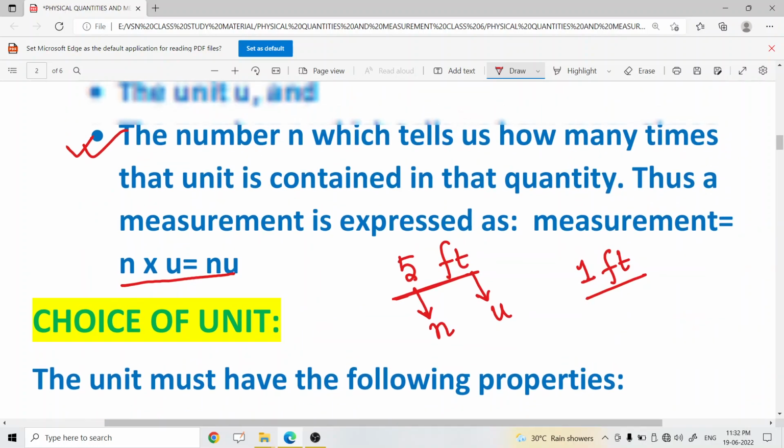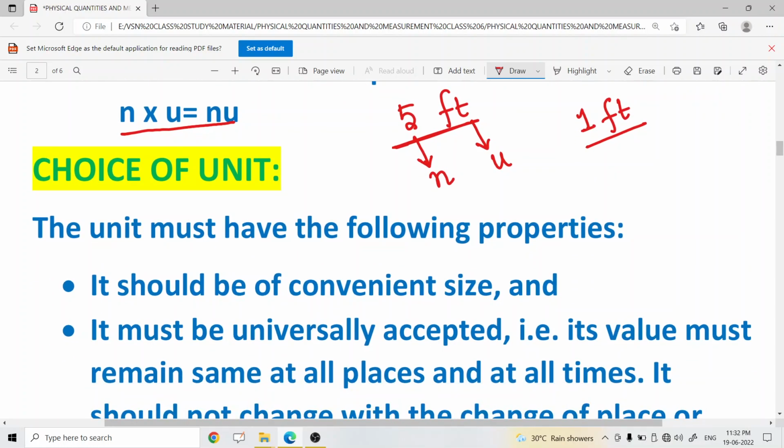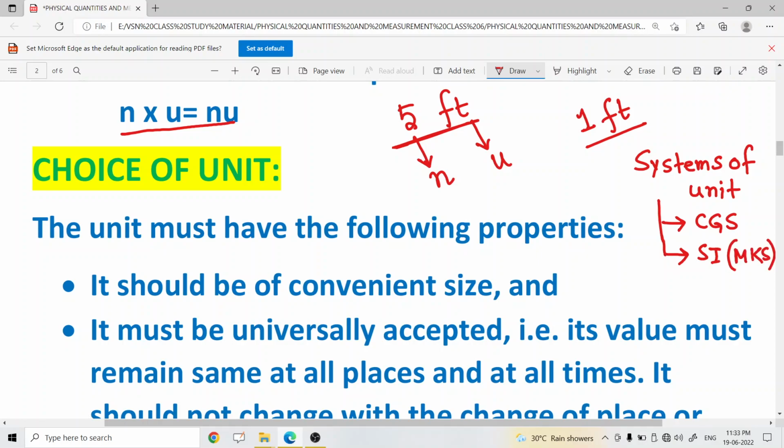Now, there are several types of units, or we can say there are several systems of units. Here you can take three systems of units. One is CGS, the second one is SI, that is the international unit, also known as MKS, and the third one is FPS. The unit must have the following properties.